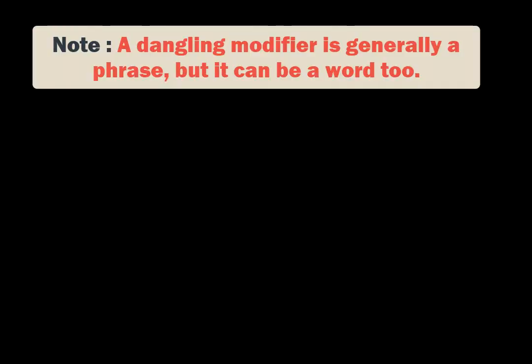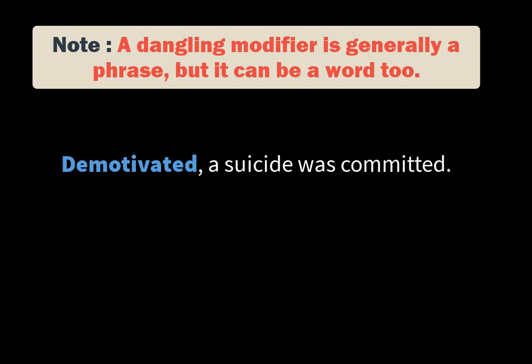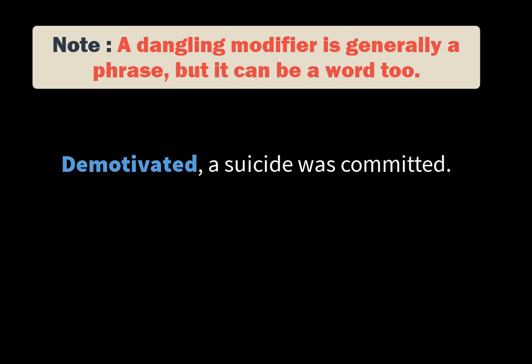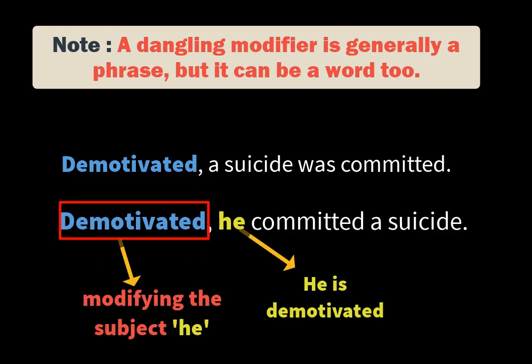Let me give you an example. Demotivated, a suicide was committed. Now, guys, just think. Can a suicide be demotivated? Is a suicide a person? Suicide is not a person that can be demotivated. It's people that can be demotivated. A suicide cannot be demotivated. So this word demotivated coming in the beginning of the sentence is not modifying anything at all in this sentence. It has nothing to modify, and that is why it is a dangling modifier. Just a word, right? So what do we have to do? Simple. Demotivated, I committed a suicide, or Rahul committed a suicide.